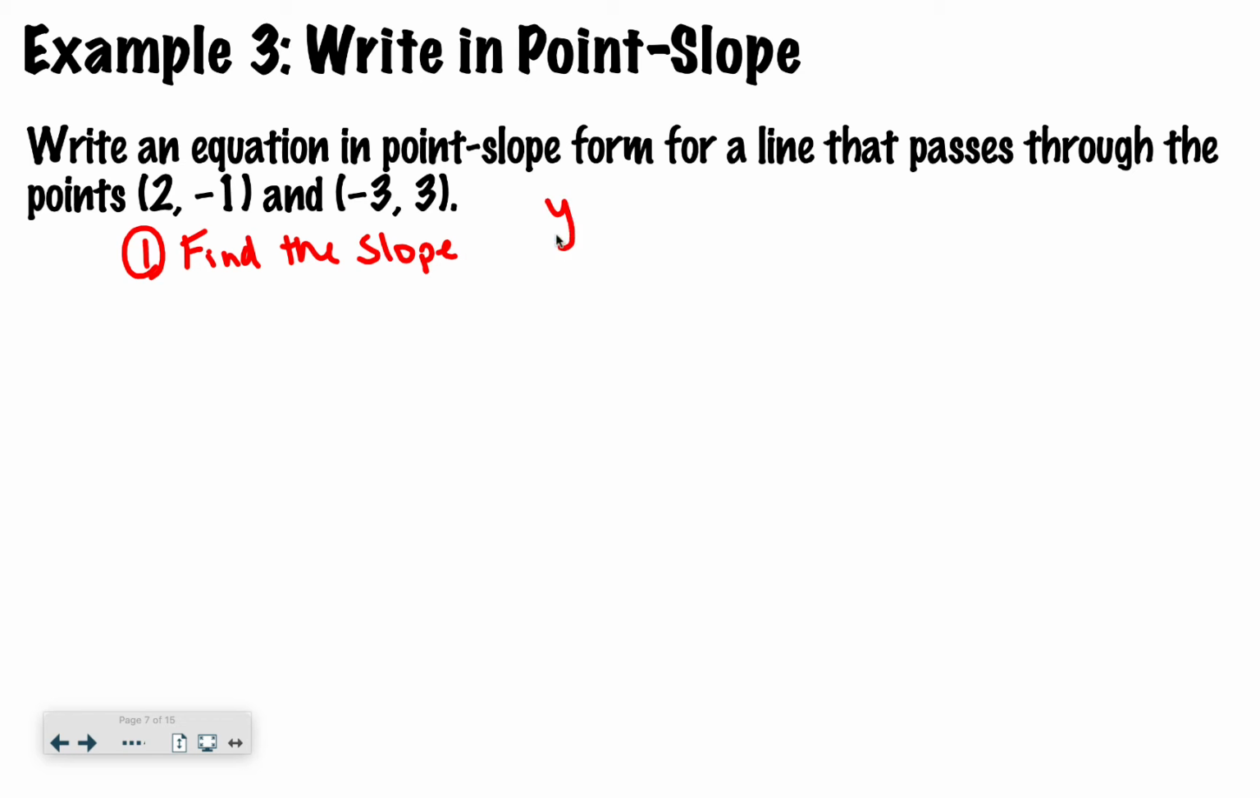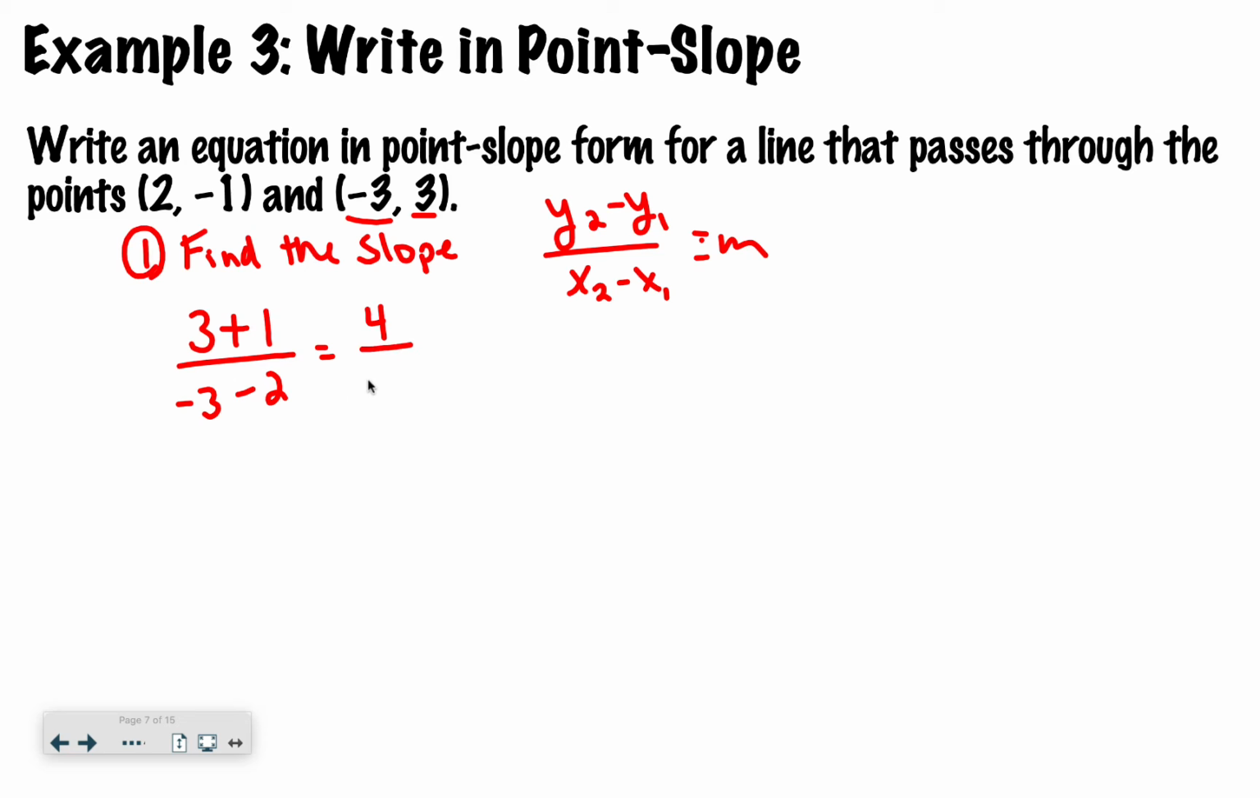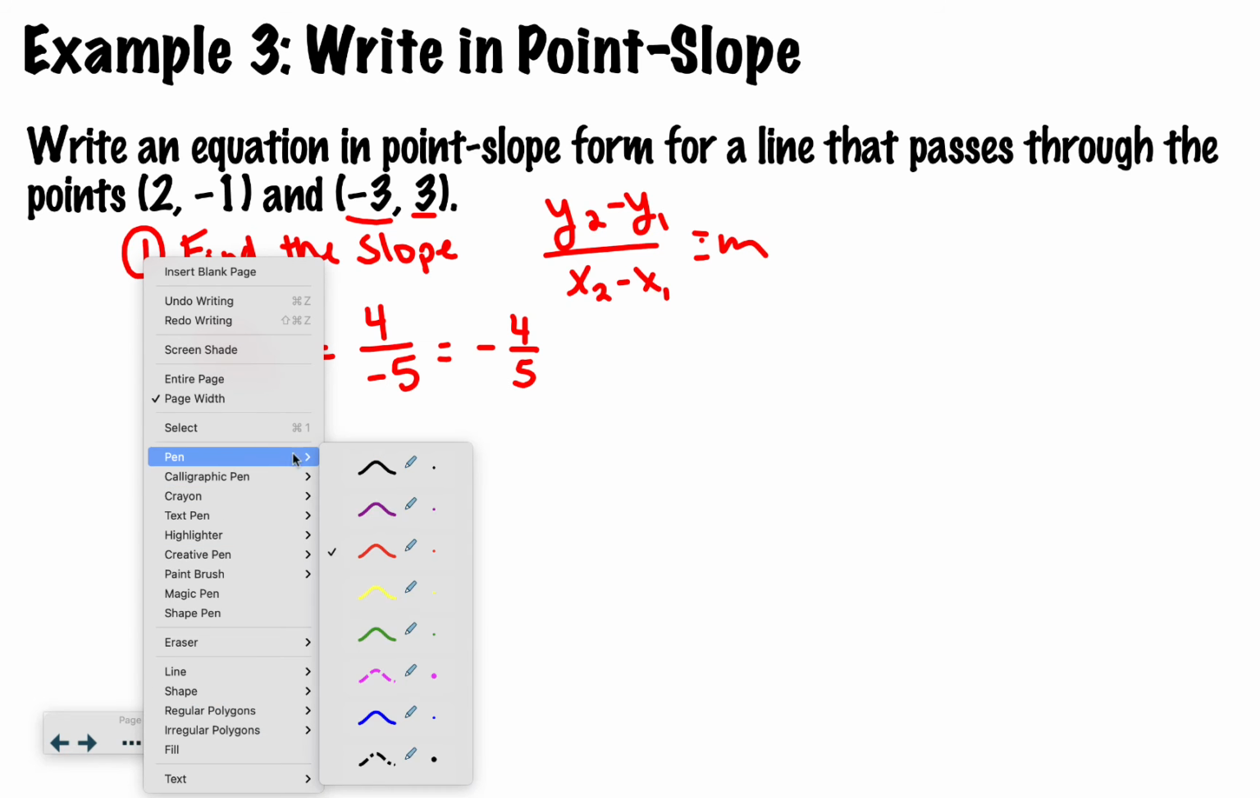So remember, that's your y2 minus y1 over x2 minus x1. Okay, so if I do that, I could do 3 minus a negative 1, minus a negative becomes plus, and then negative 3 minus 2. 3 plus 1 is 4 over negative 5. So then I would just write that with the negative out in front of that fraction. Okay, so that's my first step.